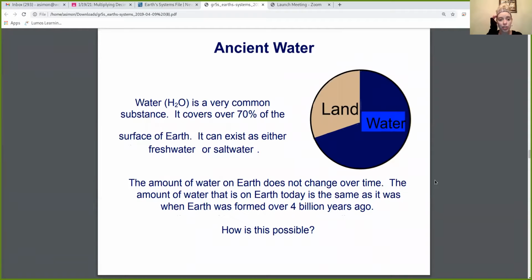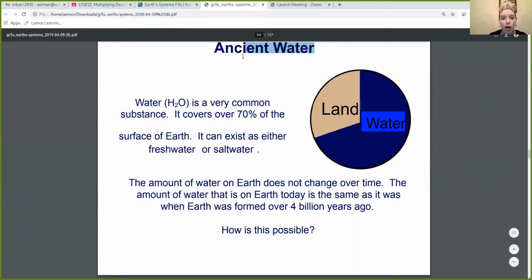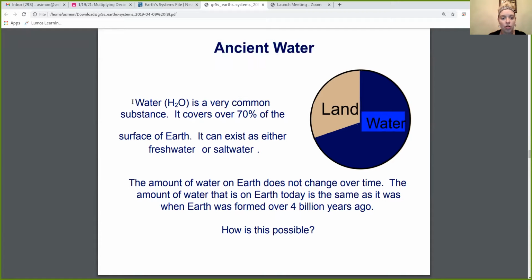All right, so ancient water. Okay, so water is something that, if we think about it, guys, it's all over our planet. Our planet is actually made up of 70% water. So the hydrosphere of Earth is quite big. Let's go ahead and put this in our notes. Ancient water. Water is a very common substance. It covers over 70% of the surface of the Earth. Go ahead and put that in your notes. The Earth is actually 70% water, okay? So the majority of Earth is made up of water.